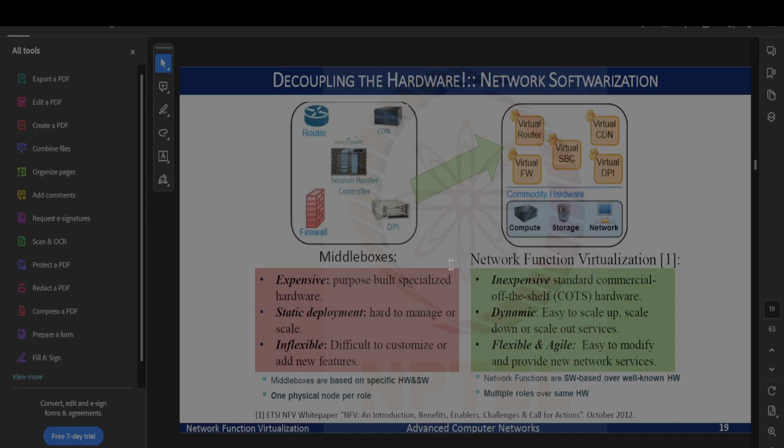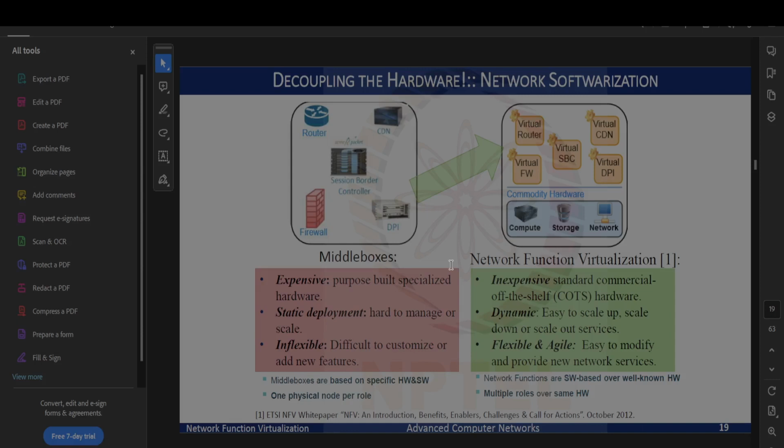They are more dynamic. If we need to, as we are deploying these middle box functionalities in software, it is very easy to increase the number of instances that I want. Currently I have one instance of the firewall application running. At a later point, if I want one more instance, it is very easy to scale up or scale down.